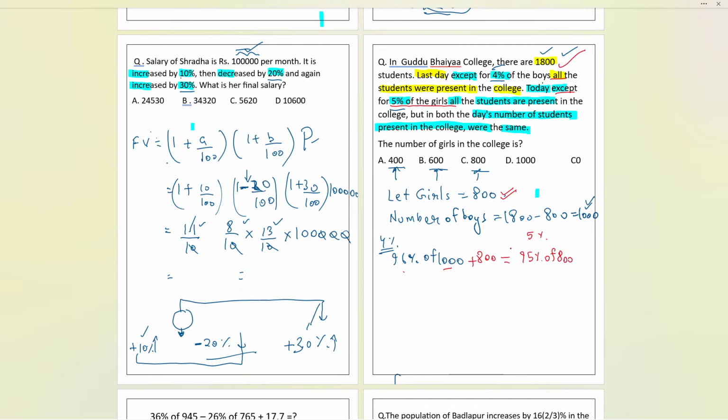Now, what we have to do? Plus, because all the students are present. So therefore, I'll add the remaining boys, total boys are coming. This is the condition framed from the second part. This is the condition we framed over here from the first part. And finally, these two equations we compared, and we can easily calculate the final answer of this part.